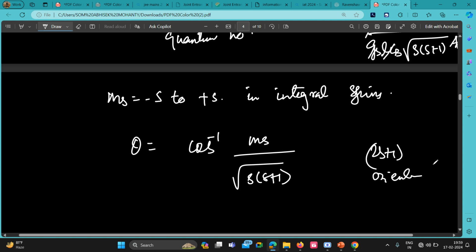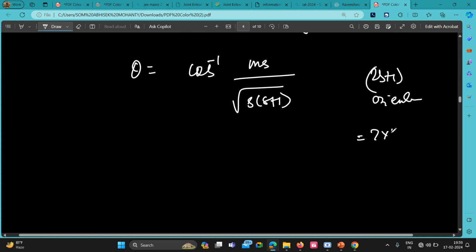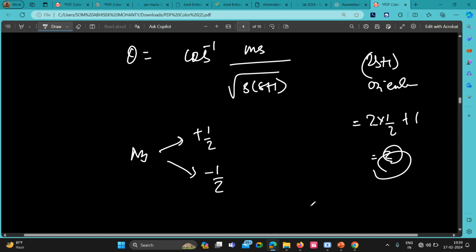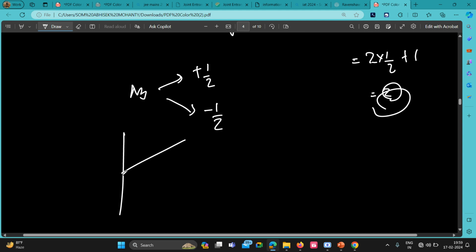Here spin is half. So spin half means 2 into half plus 1 orientations. That means two orientations will be there. How will be the two orientations? Ms will be plus half is one orientation, another orientation is minus half. So for plus half, the arrangement will be like this. The orientation will be like this: one here, one here. This will be theta one, this will be theta two. This will be plus half h cut, this will be minus half h cut. If you see, this is your up spin.